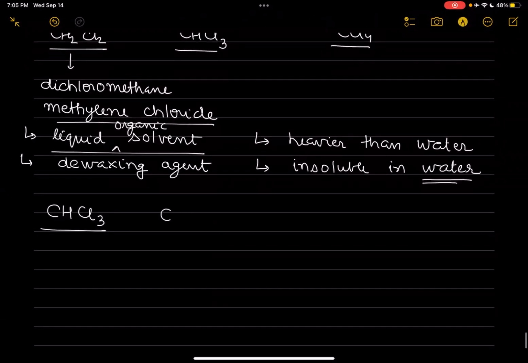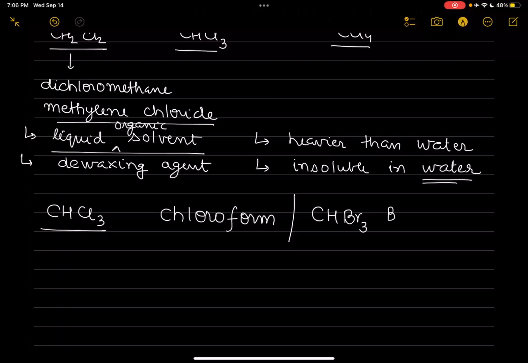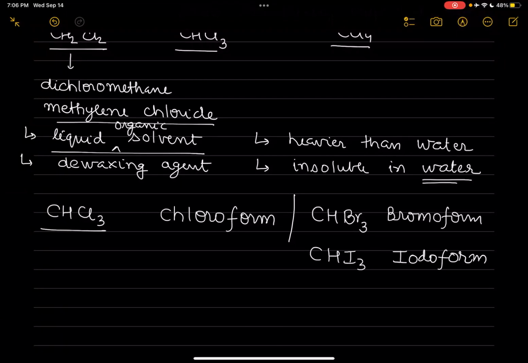This is chloroform. If you have CHBr3, that is bromoform. And if you have CHI3, that is iodoform. Collectively, they are known as haloform. The general name is haloform for all of them, right?